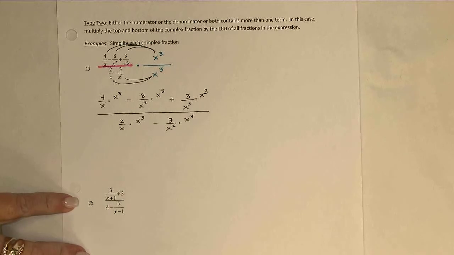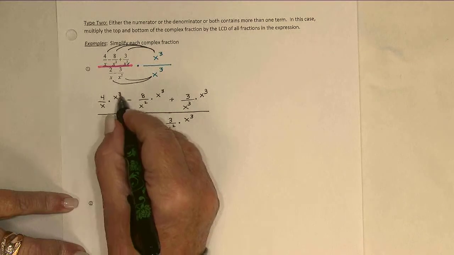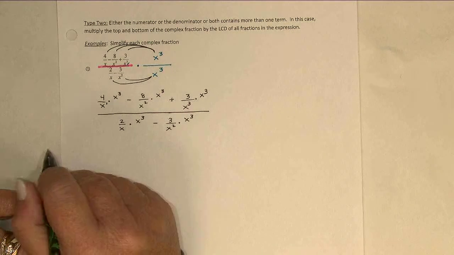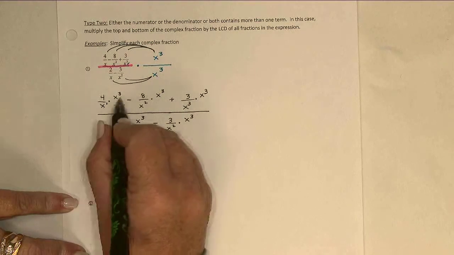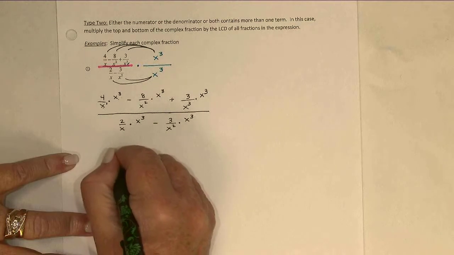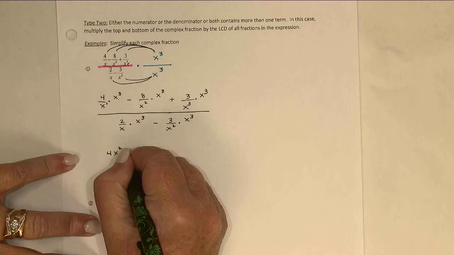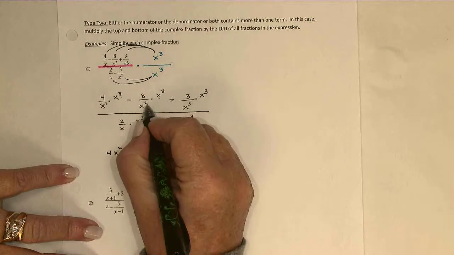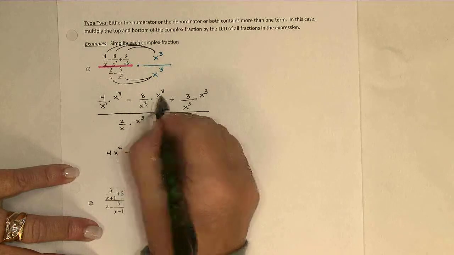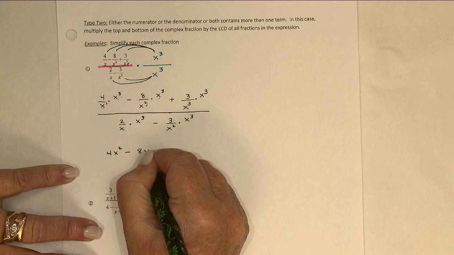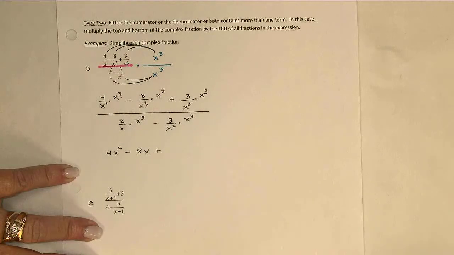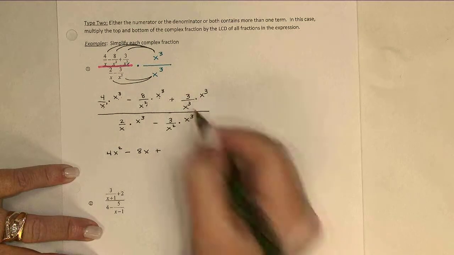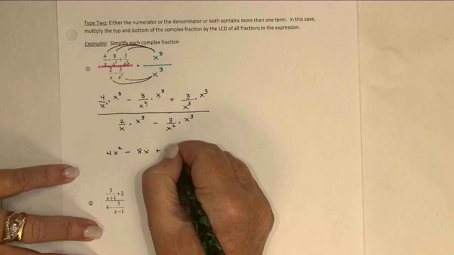Now look for places that you can reduce, and there are a lot of them. Here, I would subtract these exponents, it's really a 1, and say that's 4 times x squared. Minus, subtracting exponents here, 8 times x to the first. Plus, just dividing out the x cubes there just gives me 3.